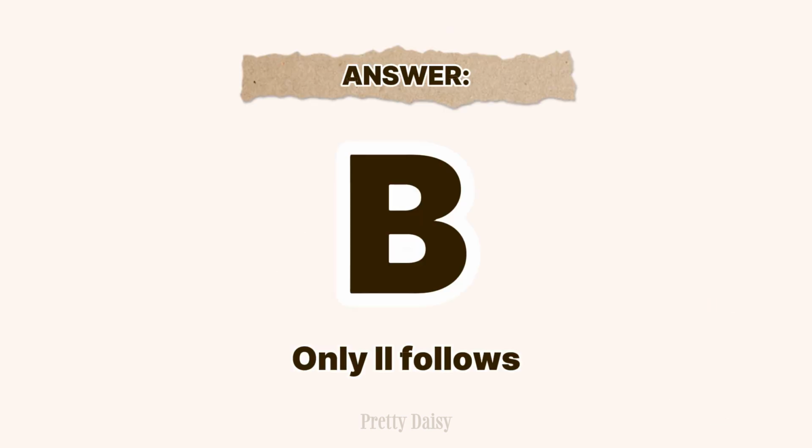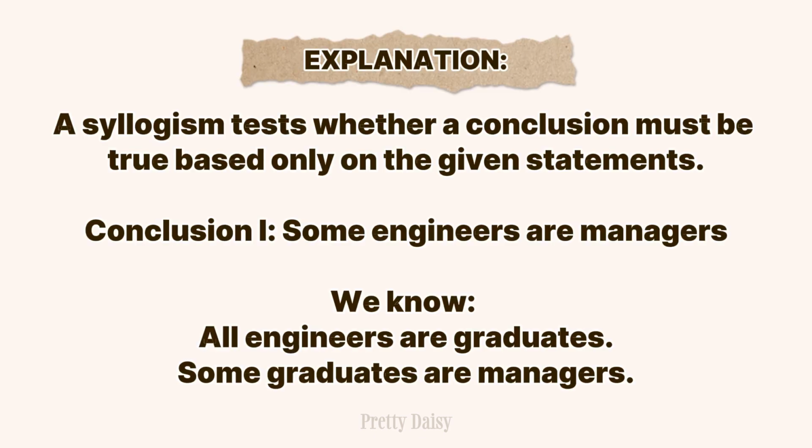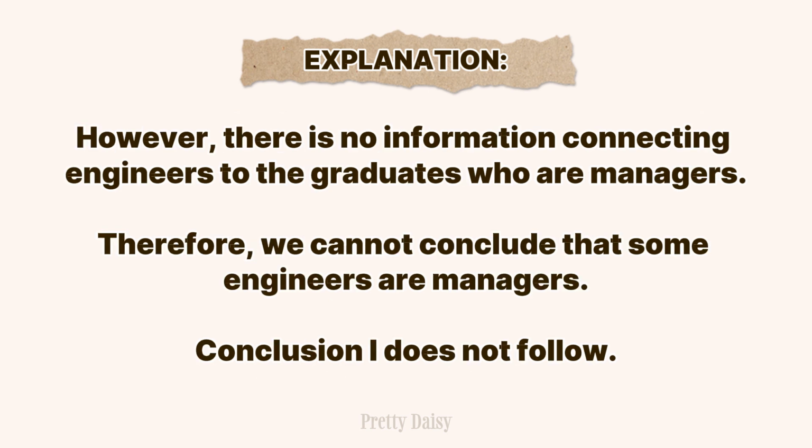Answer. B. Only 2 follows. A syllogism tests whether a conclusion must be true based only on the given statements. Conclusion 1. Some engineers are managers. We know. All engineers are graduates. Some graduates are managers. However, there is no information connecting engineers to the graduates who are managers. Therefore, we cannot conclude that some engineers are managers. Conclusion 1 does not follow.